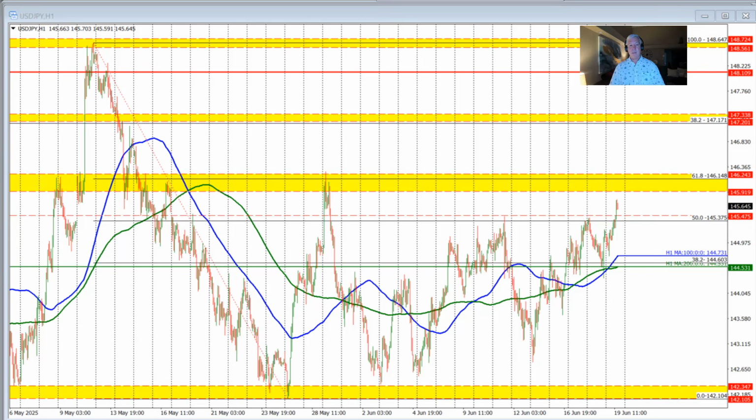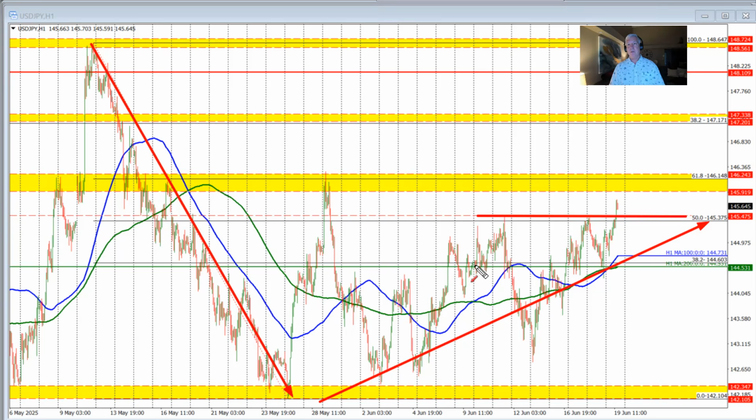That took the price back above the high prices that we saw last week and earlier this week near the 145.47 level. It also took the price back above the 50% retracement on the move down from the May high to the May low. That 50% retracement comes in at 145.375. So this area right here is now going to be support as long as the price of the dollar versus yen can stay above that level.